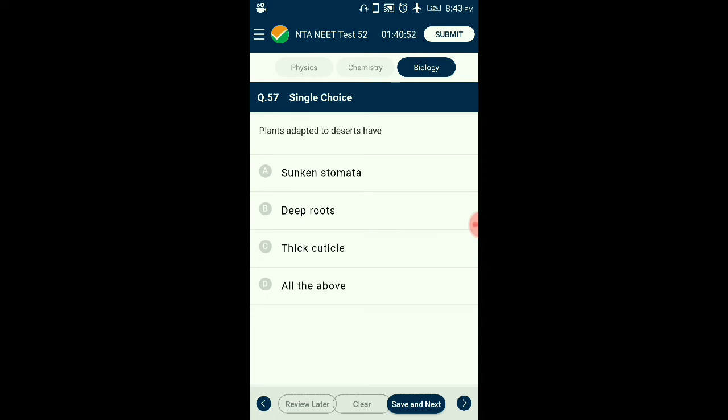Stem and leaves are covered with thick cuticle and wax, which also reduces transpiration. So the answer for this question is option D. All of these desert plants have sunken stomata, deep roots and thick cuticle. So all the properties are seen in desert plants.